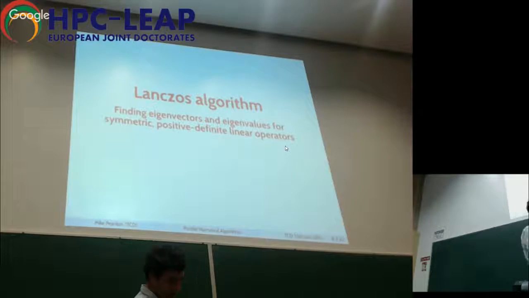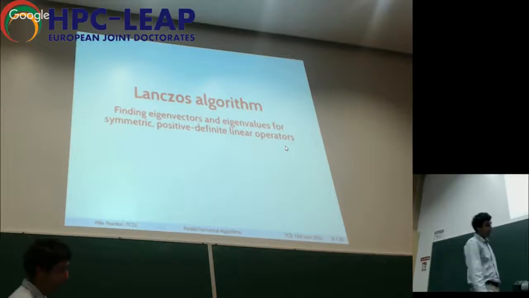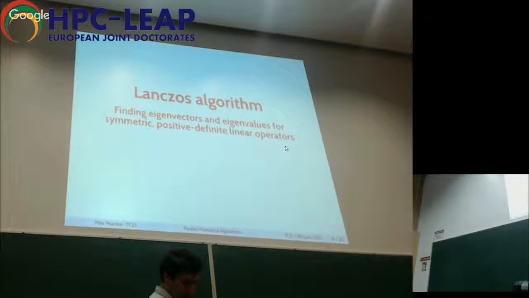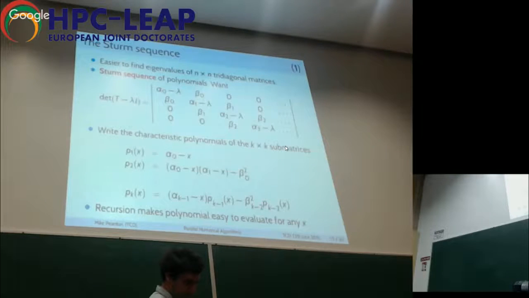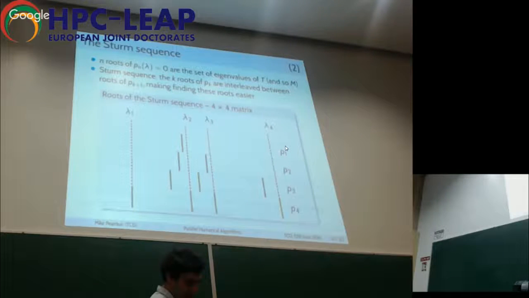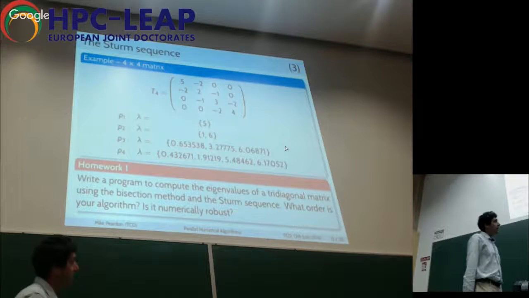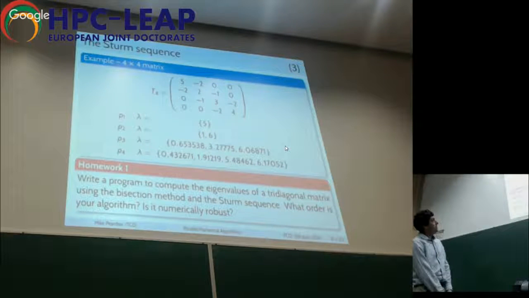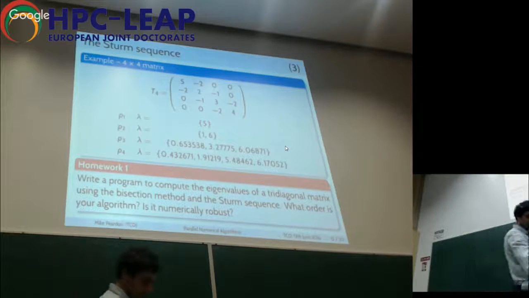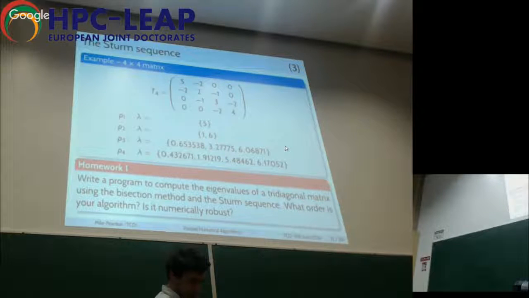So the Lanczos algorithm we looked at yesterday, let's quickly recap, is a technique for finding eigenvectors and eigenvalues for these sparse, symmetric, positive definite linear operators. We looked at the Stern sequence, and I set you a little exercise. See if you can use this Stern sequence to analyze tridiagonal matrices, such as this nice simple 4x4 test case. Can you find eigenvalues by studying the Stern sequence that comes from these tridiagonal matrices? So maybe we'll look at that this afternoon as well in the lab session.